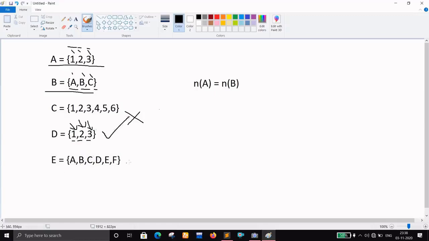Is C equivalent to A? No, it is not because it has 6 elements and A has only 3 elements. So, these are not equivalent. In order to be equivalent, this condition must be satisfied. So, that's how you can check if a given set is equivalent or not.